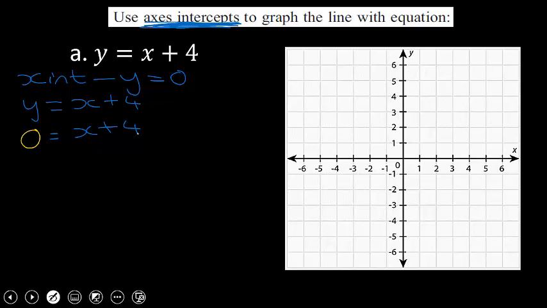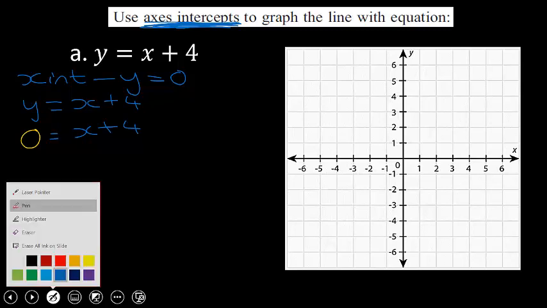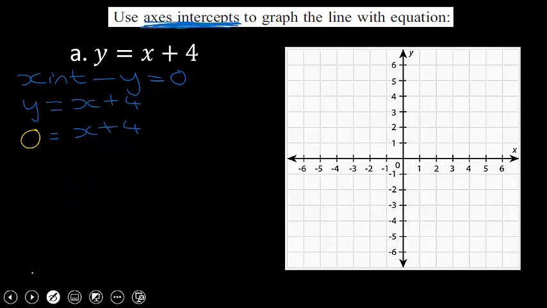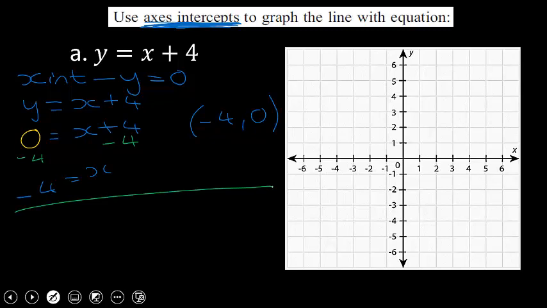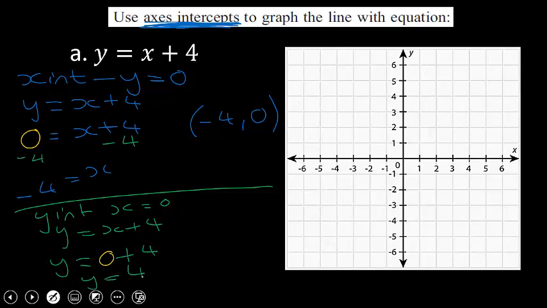So now I need to get x alone. I'm going to move that 4 to the other side. So I'm going to say -4 here and -4 there. So I know that -4 equals x. My x coordinate is going to be -4, 0. Now for the y-intercept, I say x equals 0. y equals x plus 4. y equals 0 plus 4. So y equals 4. My y-intercept is going to be 0, 4.